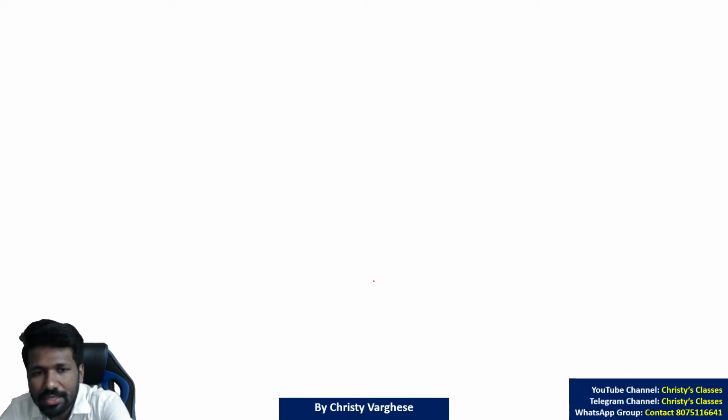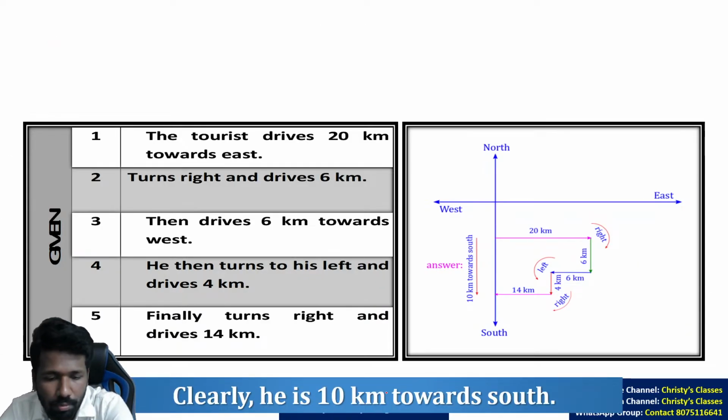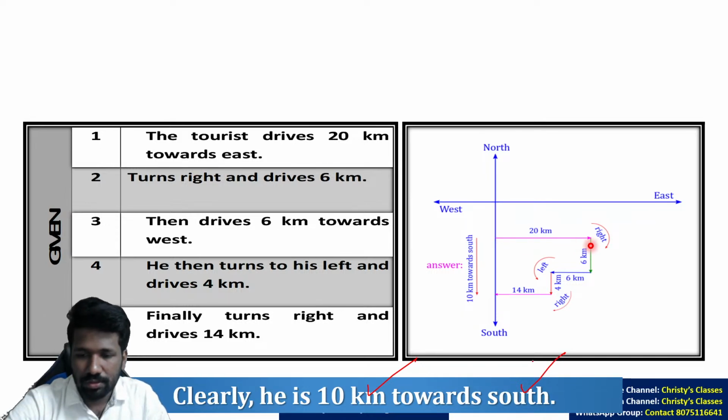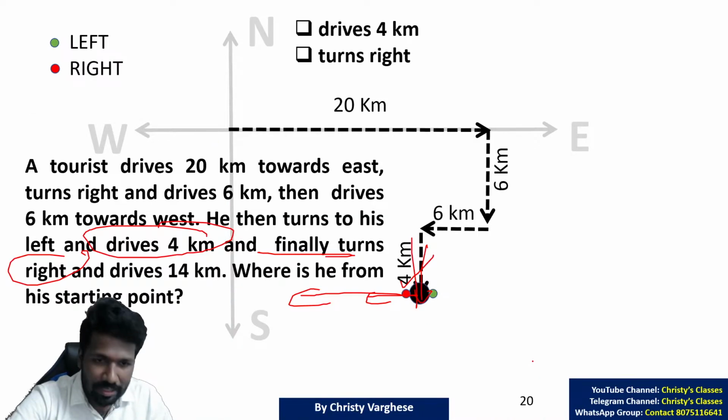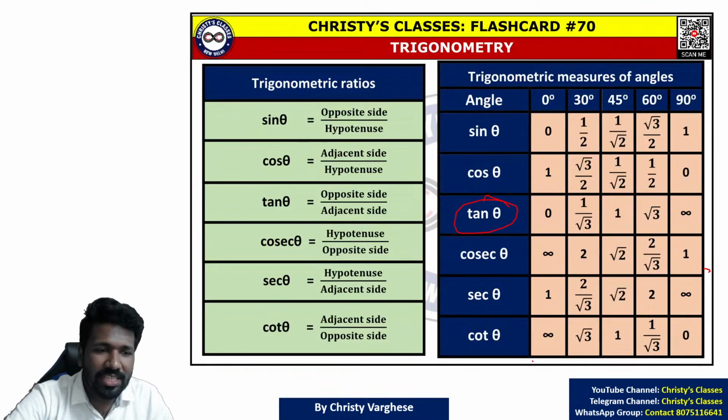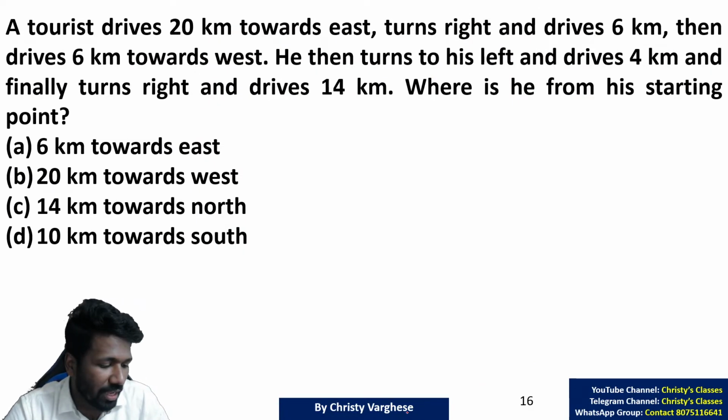So the final answer is south and 10 kilometer. 10 kilometer towards south from the starting point. The option says option D. So that is how a typical distance and direction sense test type question can be asked and can be answered. 10 kilometer towards south is the correct answer.